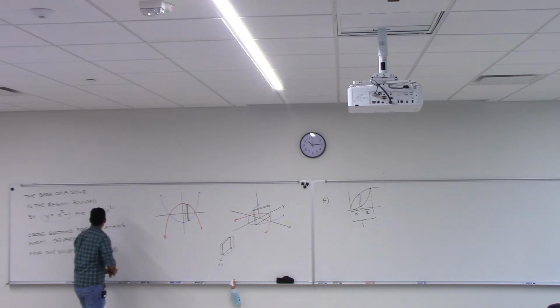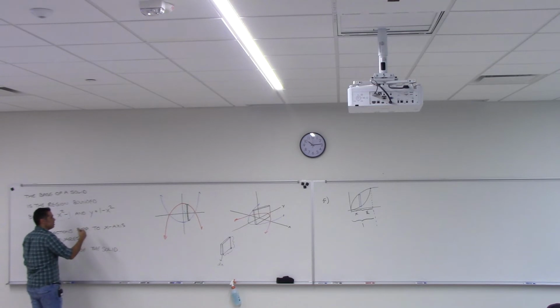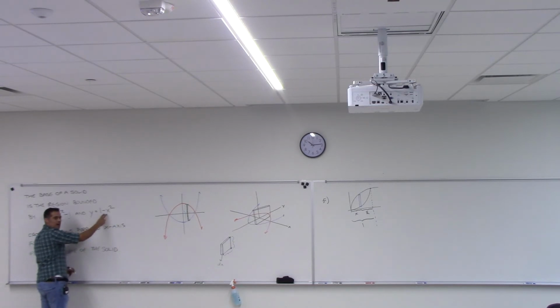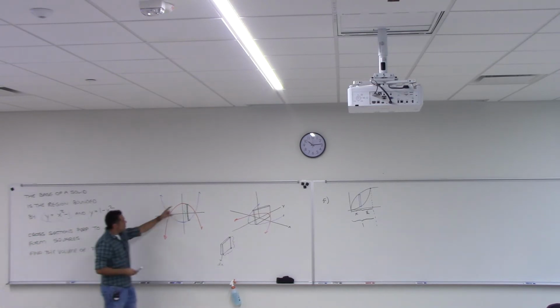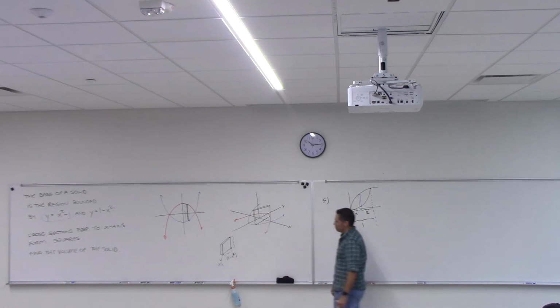So what was the top function? Which one of these? This one, right? This is the one that was on top? So it should be that distance on top, 1 minus x squared, and then what? This is the one I want to see what you do here.